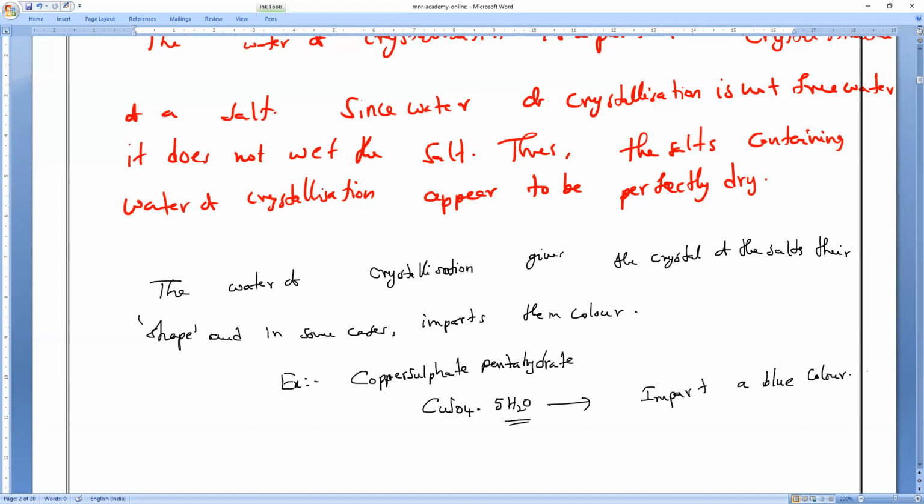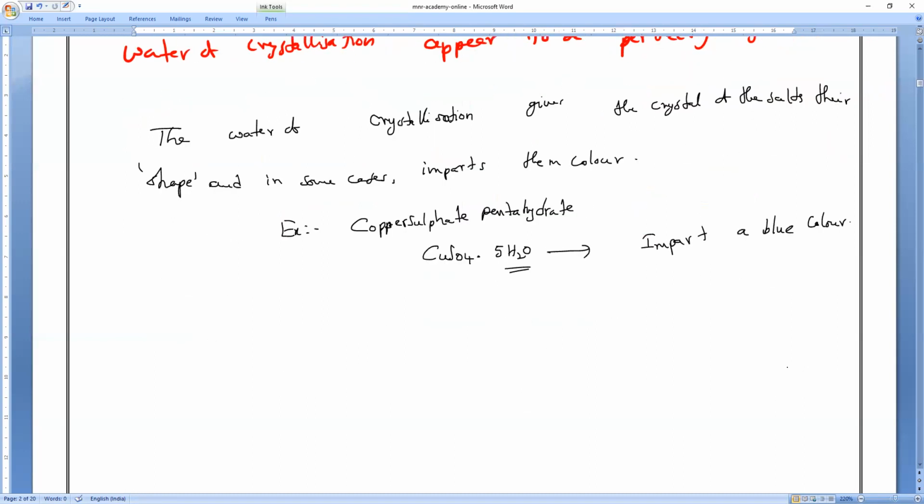Because of water of crystallization, iron sulfate imparts what color? Iron sulfate, we also know this. Green color. We studied the displacement reaction, do you remember? If you put an iron nail in copper sulfate, it will turn into a green color solution. Yes or no? All of you? Yes.